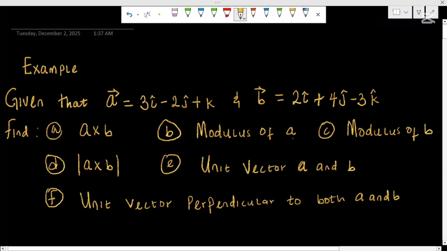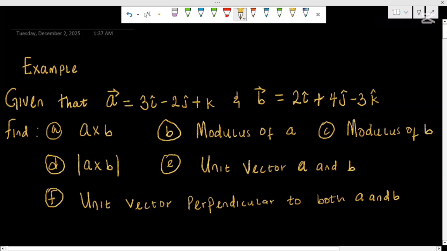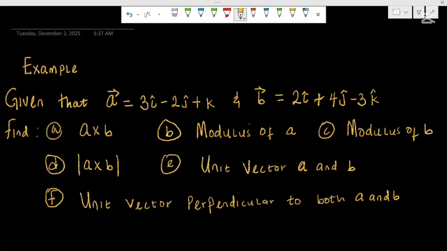Question B is telling us to find the modulus of A. If you are seeing this modulus for the very first time, don't fret. When we say modulus, it's the same thing as magnitude. So if I paraphrase this question, it means find the magnitude of A, which is very basic and simple. C is telling us to find the modulus of B, which is the magnitude of B. D is telling us the absolute value of A cross B. I always say absolute value is the same thing as modulus, which is the same thing as magnitude. So we are to look for the magnitude of A cross B. E is telling us to look for the unit vector of A and B, and F is telling us to look for the unit vector perpendicular to both A and B. Very simple, so let's solve this problem.